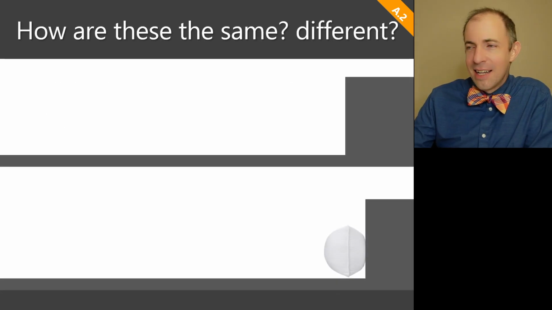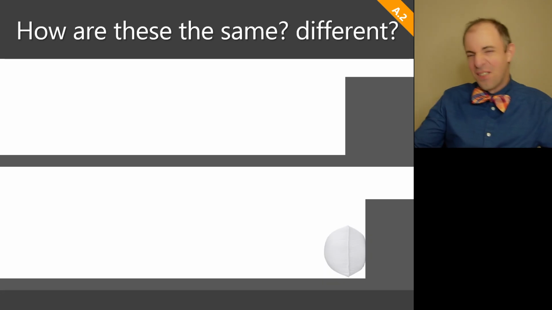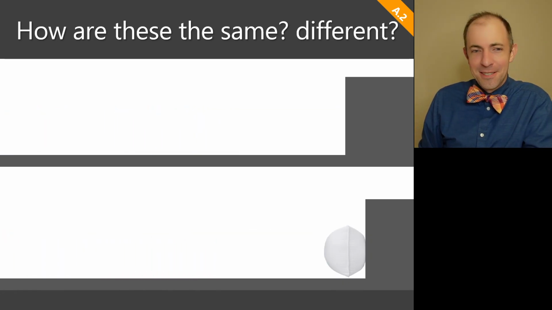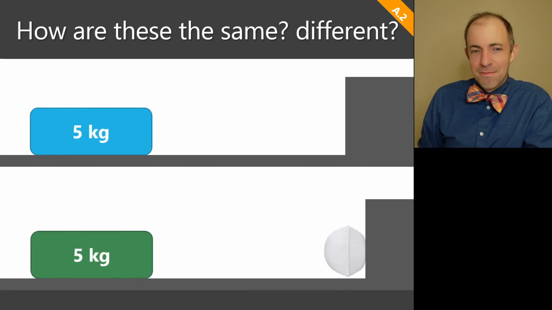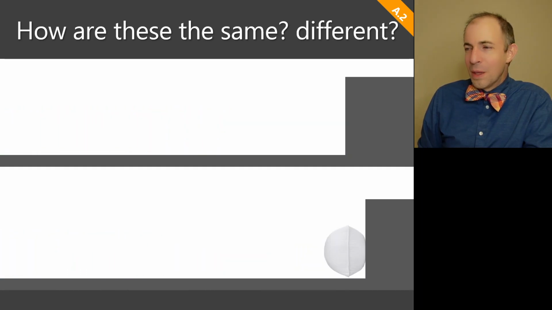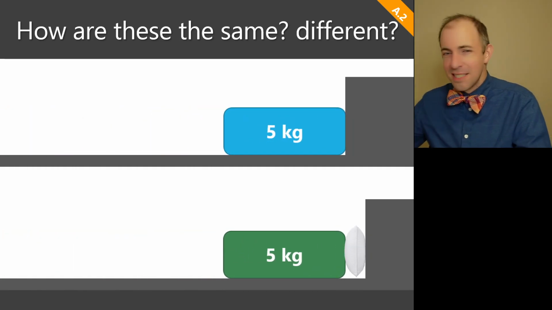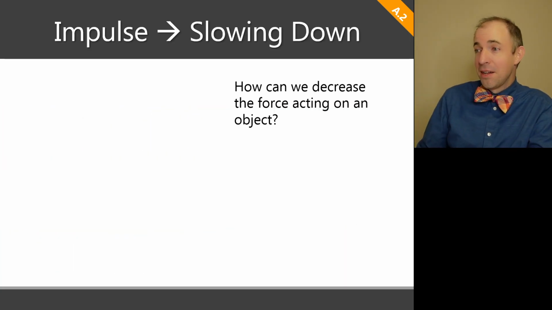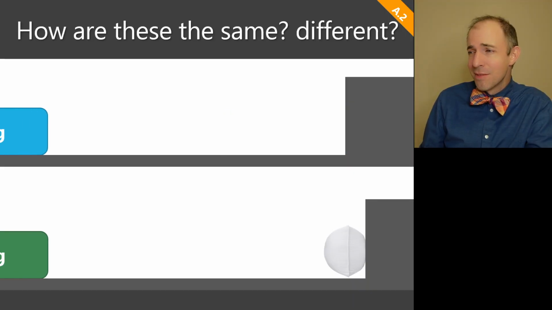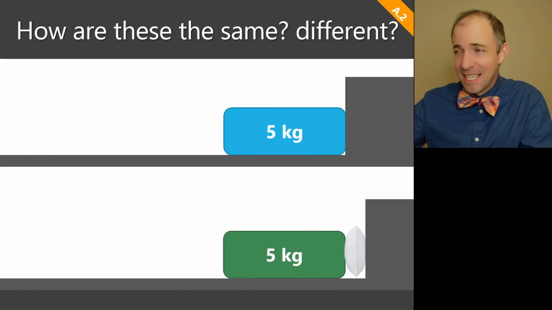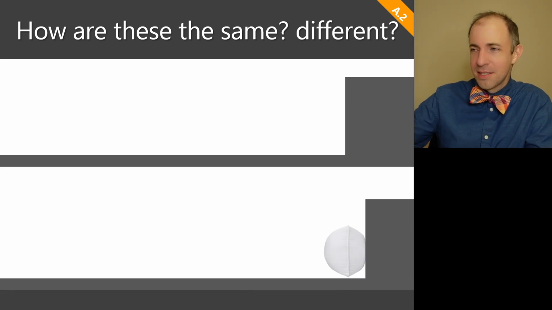So let's look at a couple conceptual things before we put numbers to a full problem solving situation. If I play an animation like this, we can see that there's a lot of things that are the same. They are both the same mass, and they have the same velocity coming in. They have the same final velocity. They both come to a stop and they both travel the same amount of distance.